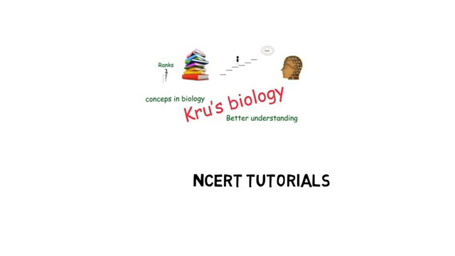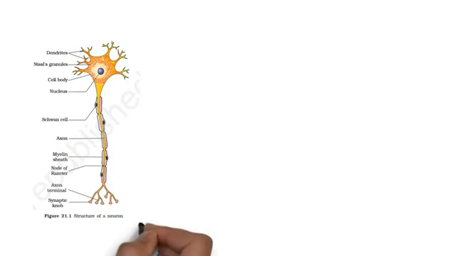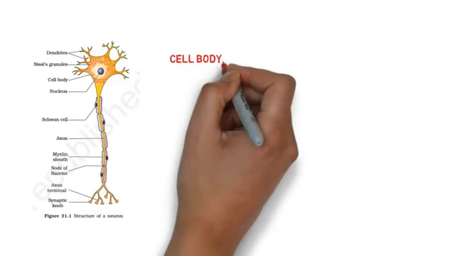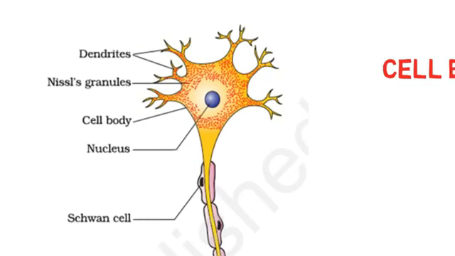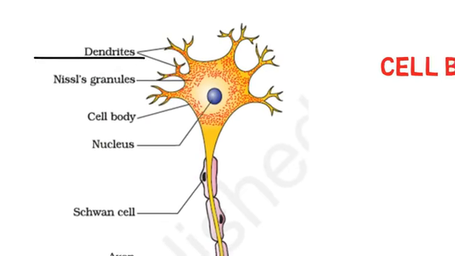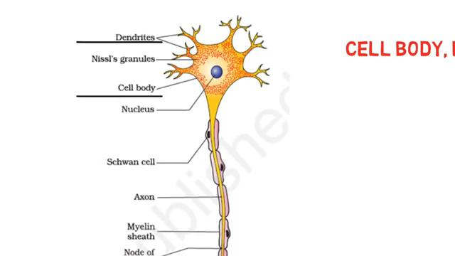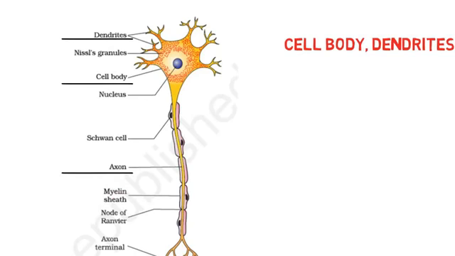In this video we are going to talk about neural control and coordination part 2. Generally in this video we are going to talk about the structure of neurons. A neuron is a microscopic structure composed of three major parts, namely cell body, dendrites and axon. You can see here in the figure there are dendrites, cell body and axon.